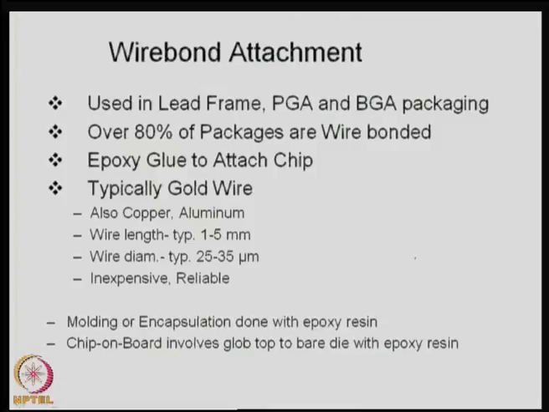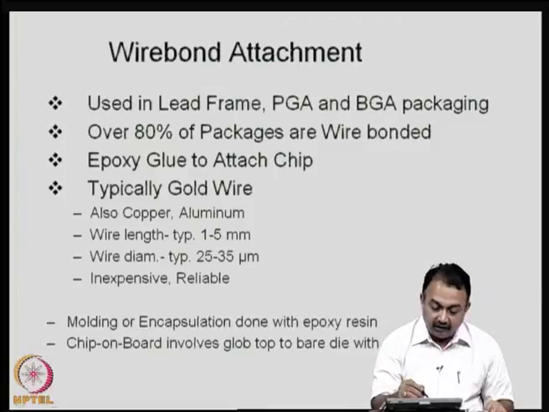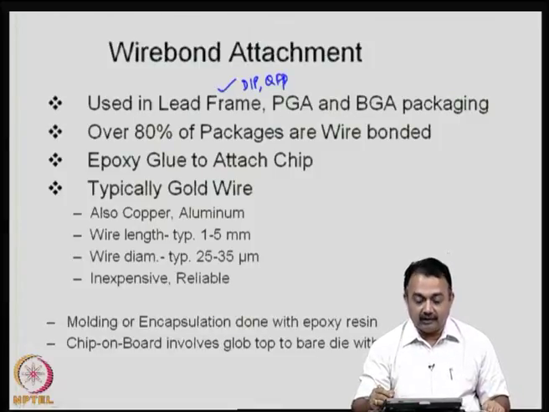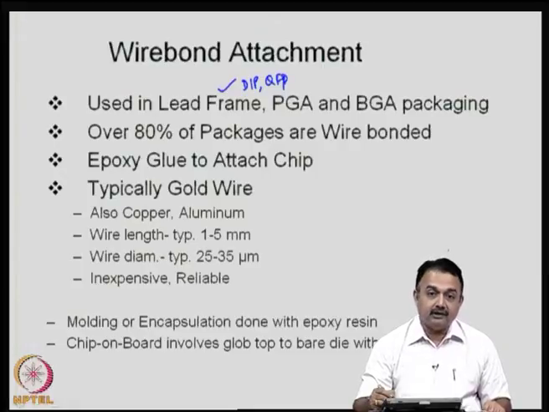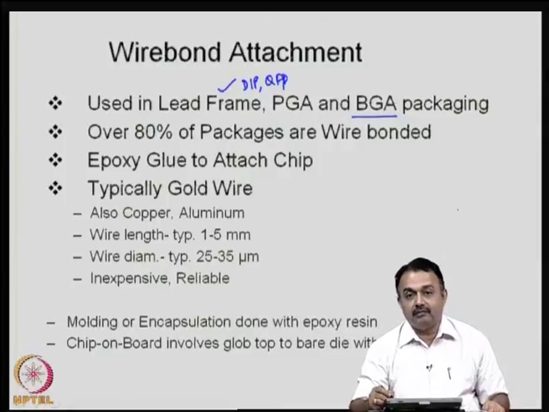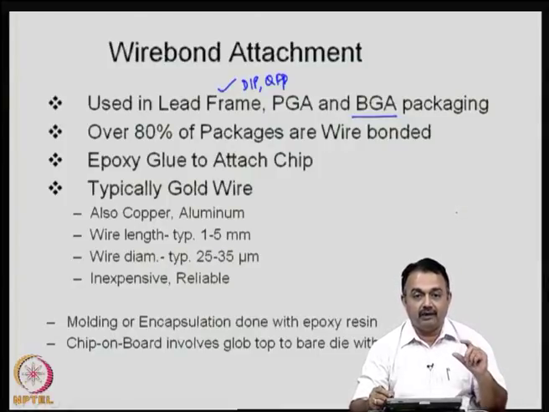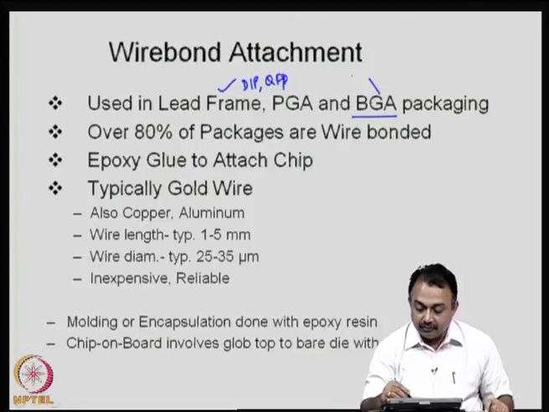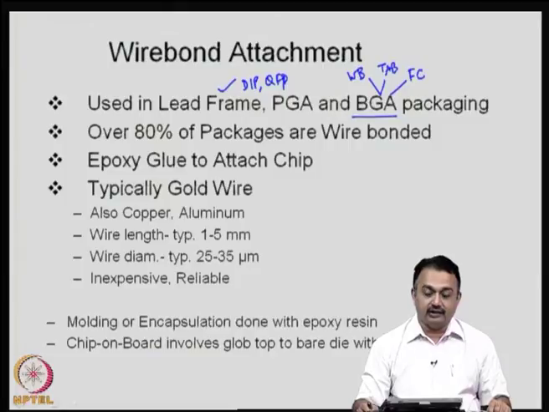Now, wire bonding is used in the case of lead frame packages, for example, DIP packages, QFP packages and so on. It is also used for PGA packages, pin grid array. In some cases, earlier it has been used for BGA packages, but if you use BGA and wire bond, obviously the height will be more compared to using flip chip. So, you can use wire bond, or you can use tab, or you can use flip chip for BGA packaging.